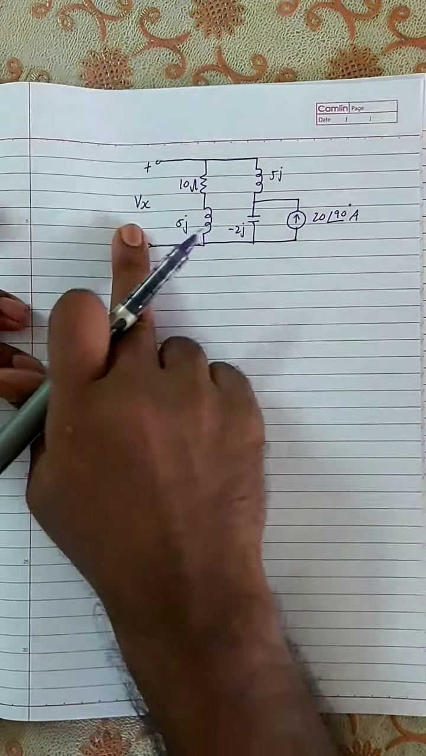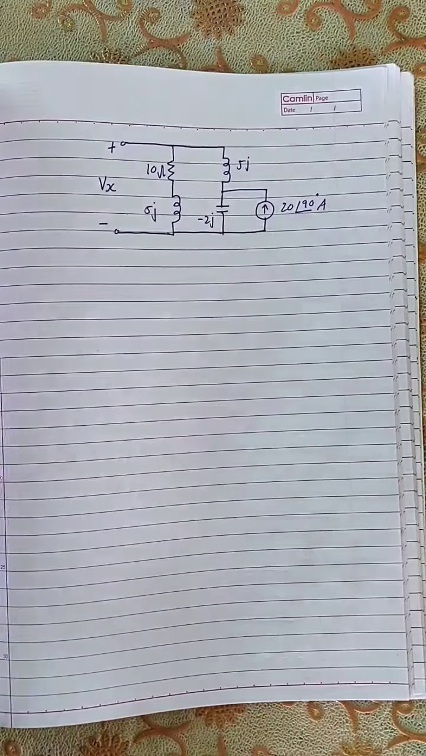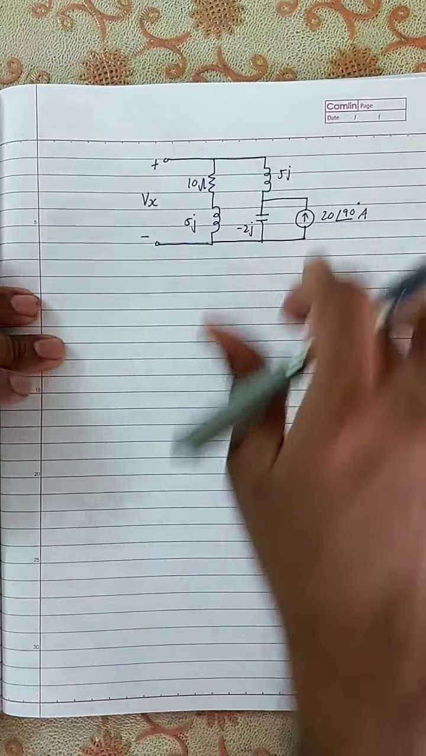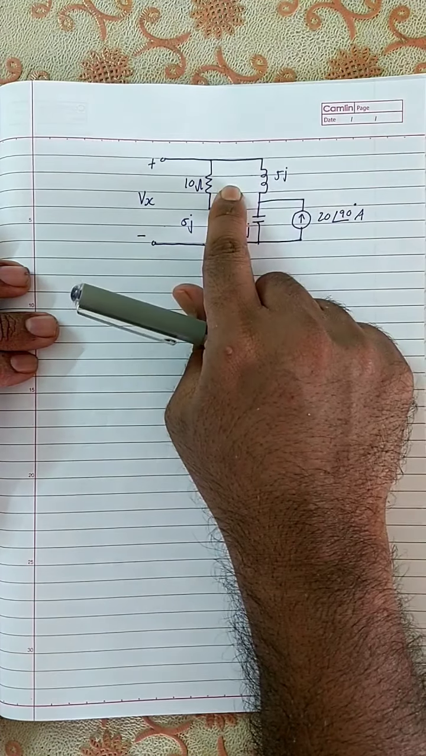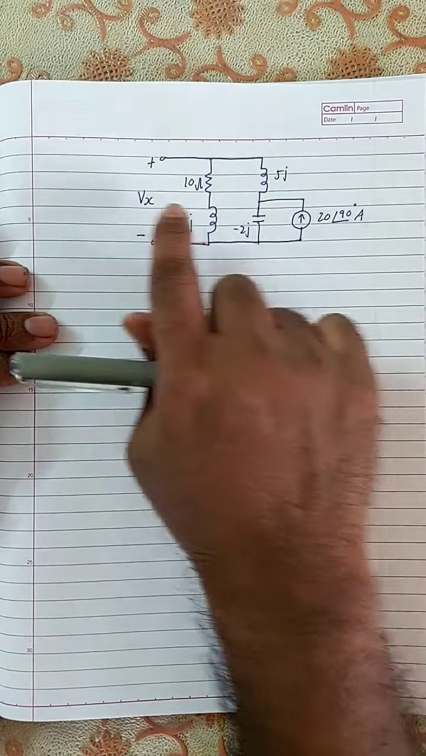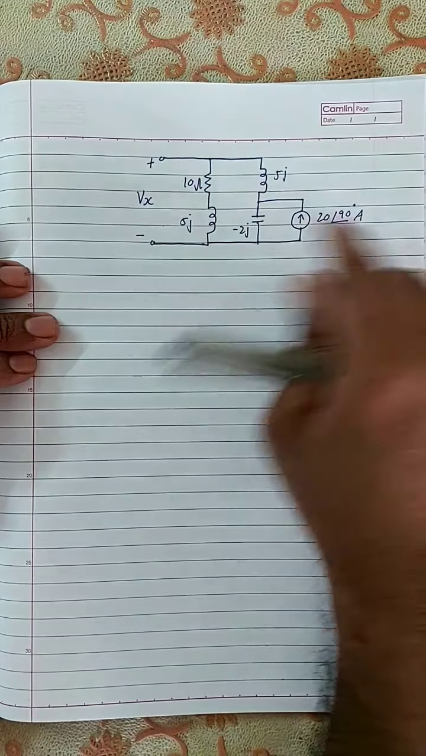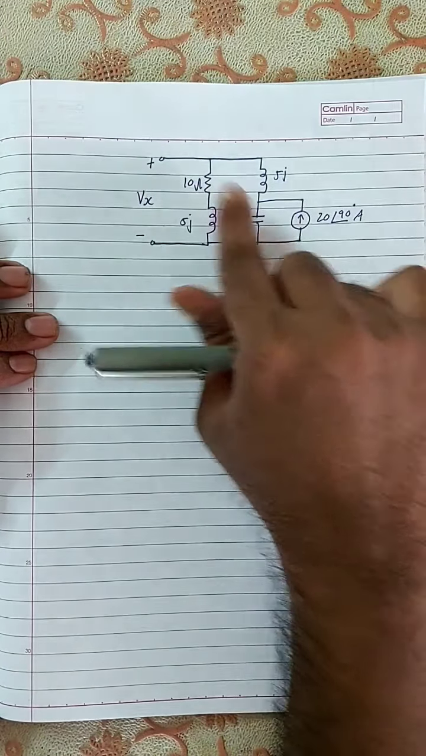Here also you need to find the value of Vx, and according to the reciprocity theorem, this Vx and the previous Vx should be the same. Let's do this question. In this question there are only two meshes, 1 and 2. This is not a mesh, it is an open mesh, so there is no current over here. There are only two meshes.